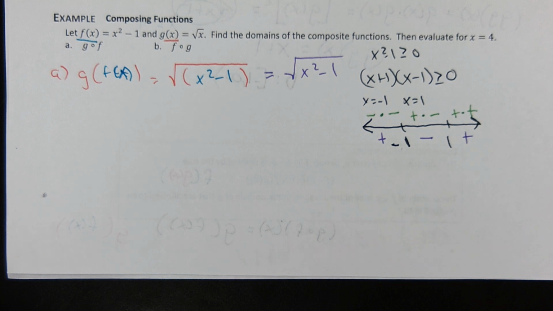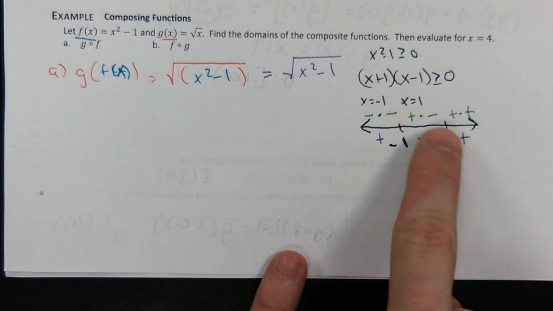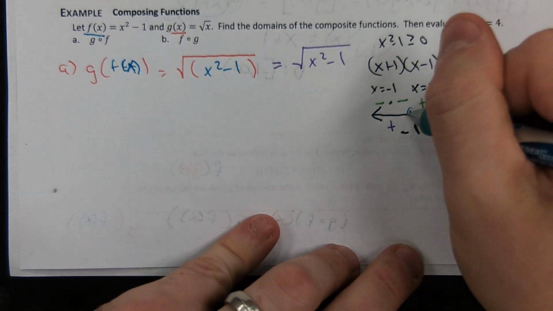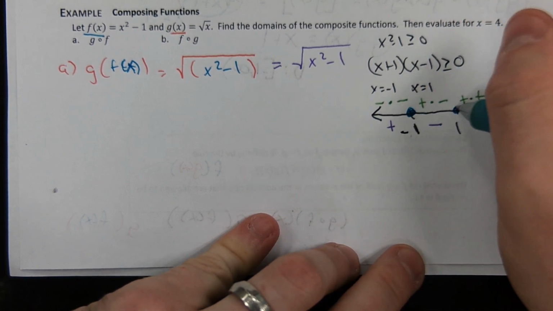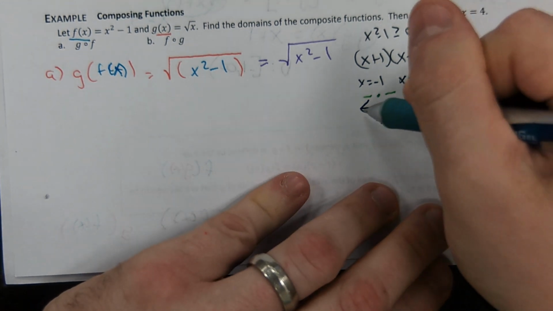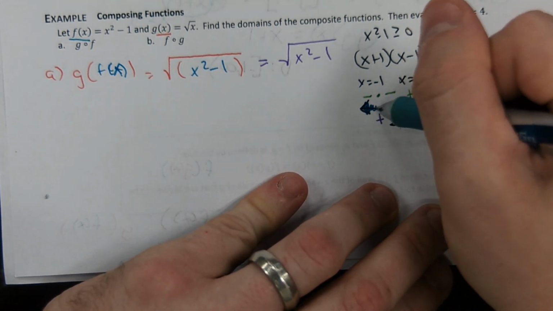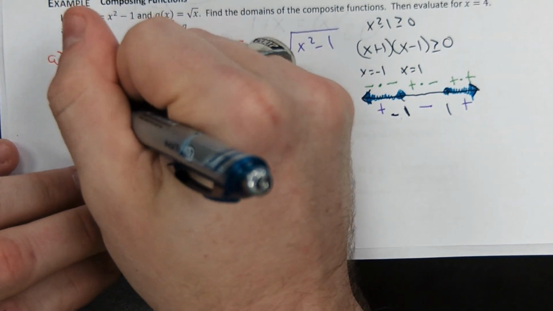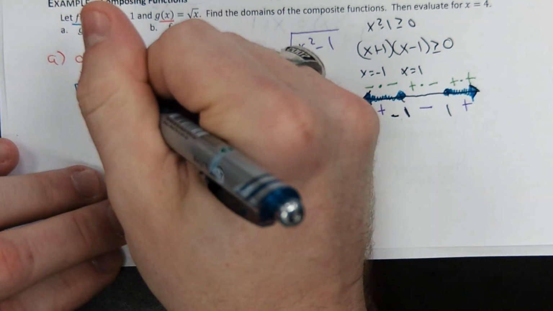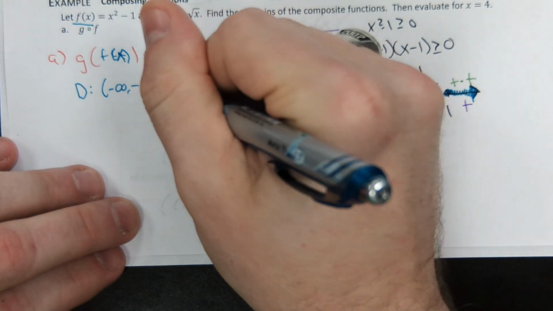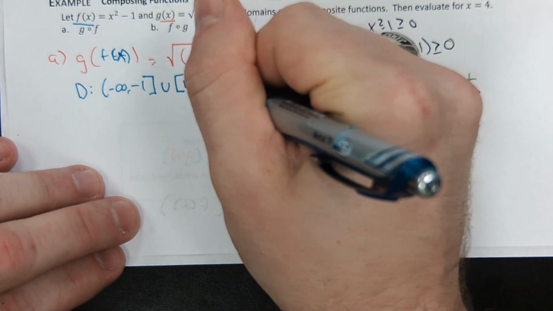Positives, yeah. And since it has the equal to bar on my two critical values, open dots or closed dots? Closed dots, big old closed dots. And Daniel said we're looking for positives. Positives were to the right of 1, and positives were to the left of -1. So our domain is those two zones. To the left of -1, so -infinity to -1, inclusive, union, to the right of 1, inclusive, 1 to positive infinity.